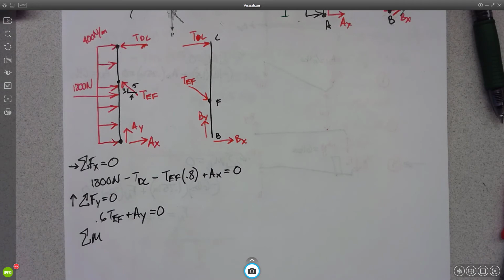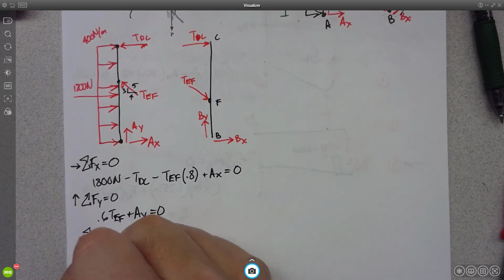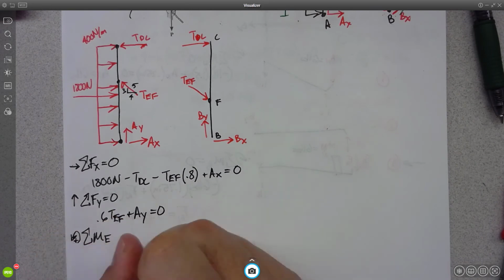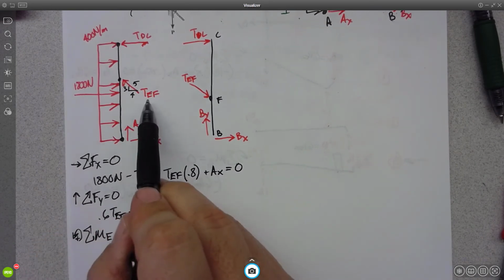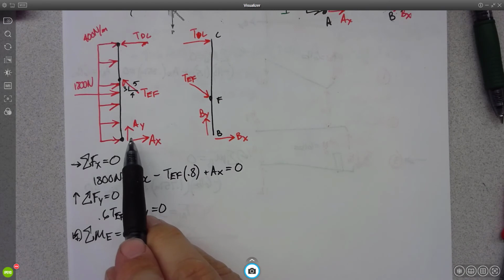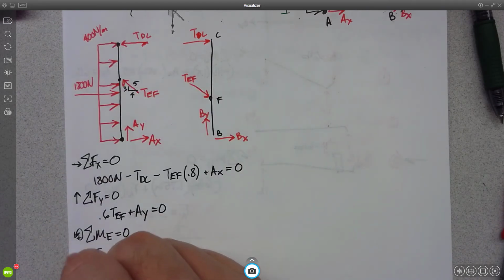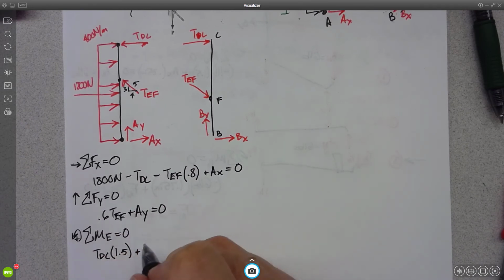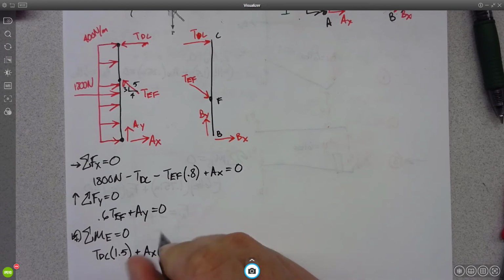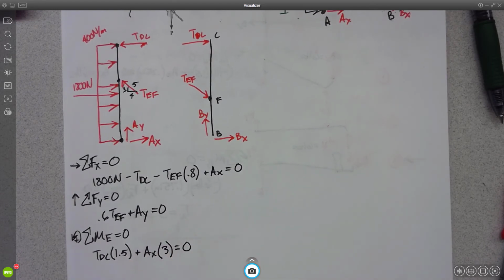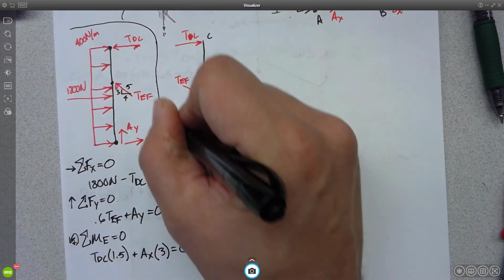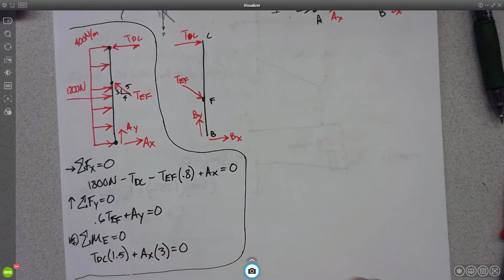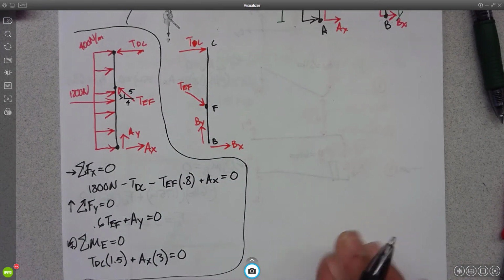Let's choose E, because it gets rid of TEF and AY. So then I'm just left with TDC times 1.5 plus AX times 3 equals 0. So there's 3 equations with 4 unknowns, right? So these go with that guy. Now let's do the equations for this guy.